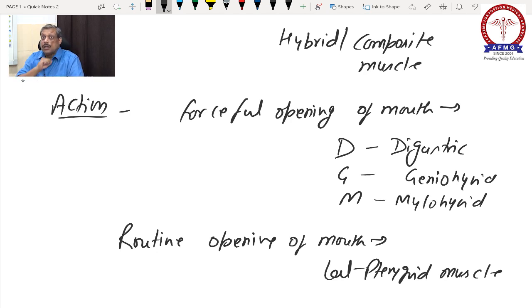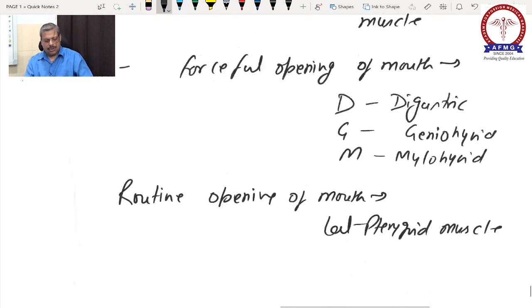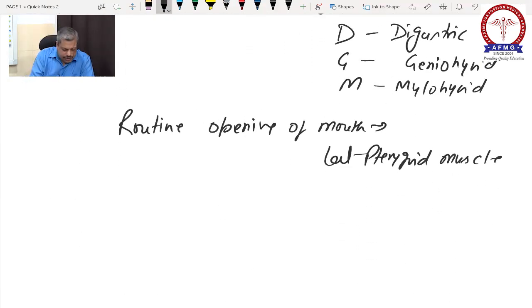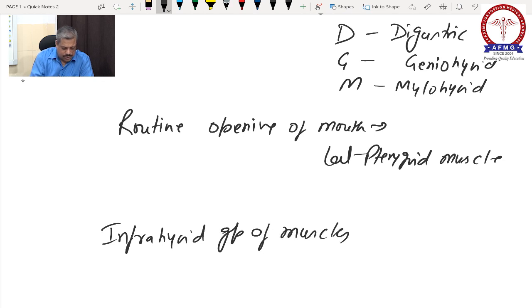This is routine opening. And the opening of the mouth against resistance, forcefully opening the mouth, is done by 3 additional muscles: digastric, geniohyoid and mylohyoid. So this is all about the suprahyoid group. The next is the infrahyoid group of muscles.